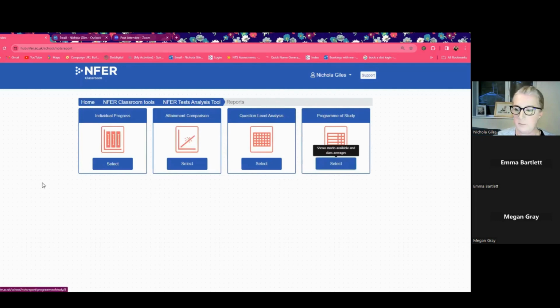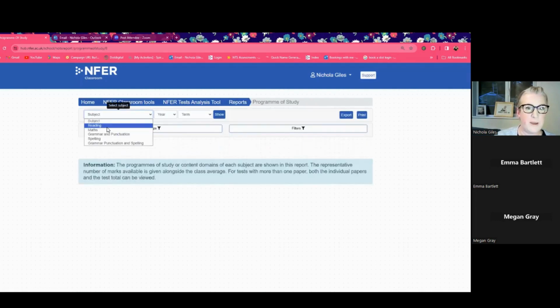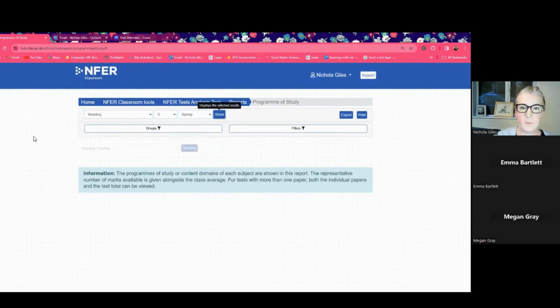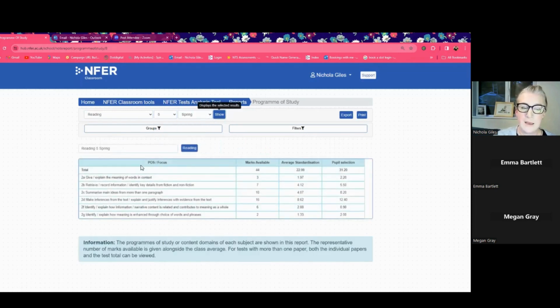And then that last one, so reading, remember, year 5, spring. And again, here you've got the Key Stage 2 reading curriculum domains. And you can see those marks available, the average standardized group, and the average pupil selection in here. And you can see how that may differ to yours.